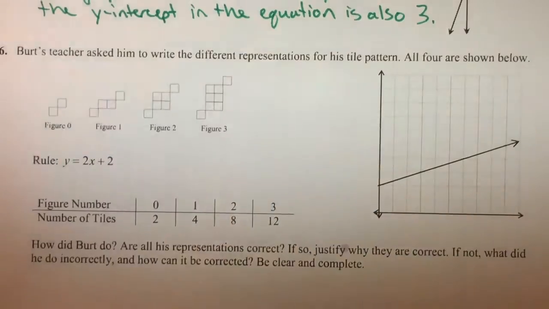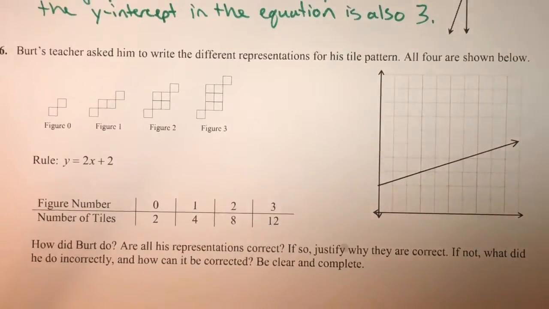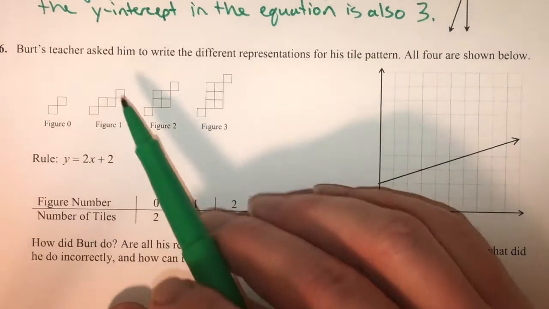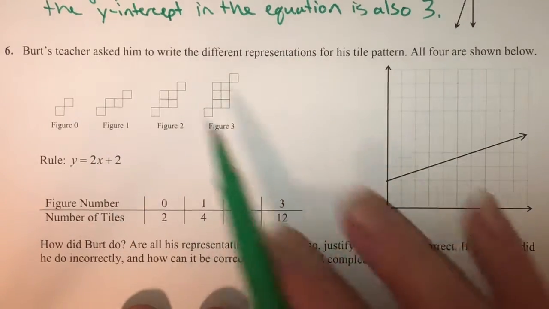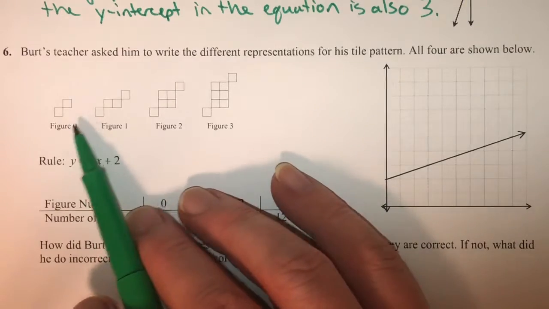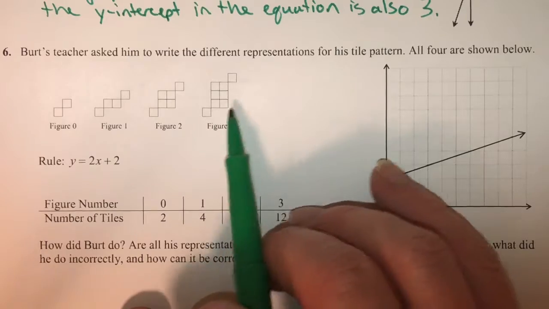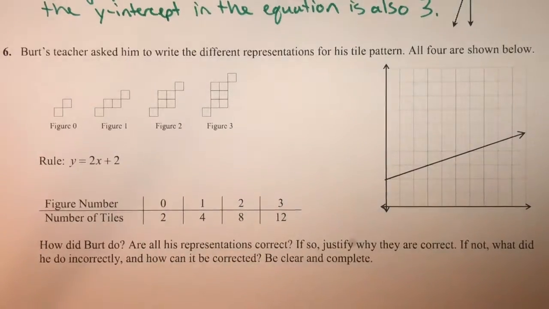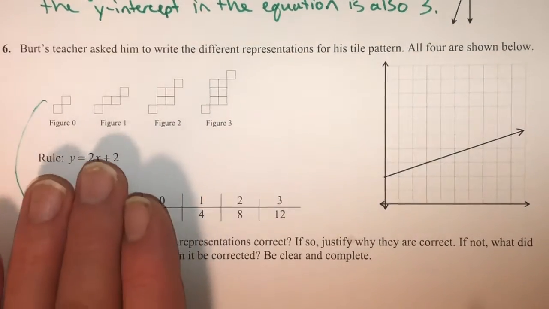Okay, so Bert's teacher asked him to write all these different representations. So we're gonna look at all these things to make sure he didn't make any mistakes, and then we'll go from there. So this tile pattern is correct because his teacher said that everything is based on what he has in this tile pattern. So figure 0 has 2, figure 1 has 4, figure 2 has 6, figure 3 has 6 plus 2, which is 8. And so I like to first check my table because usually I get my rule from my table.